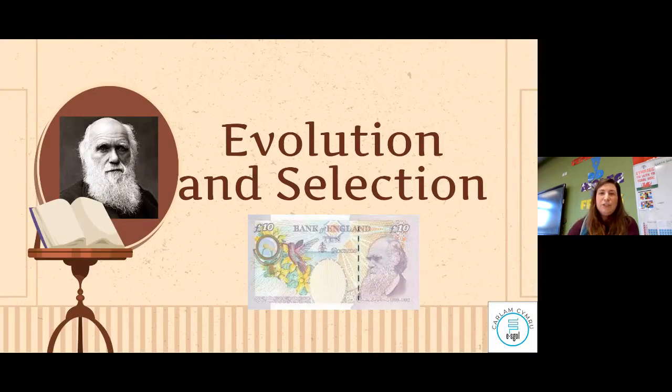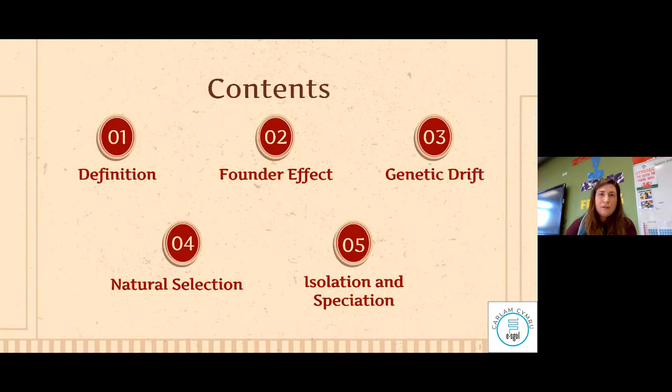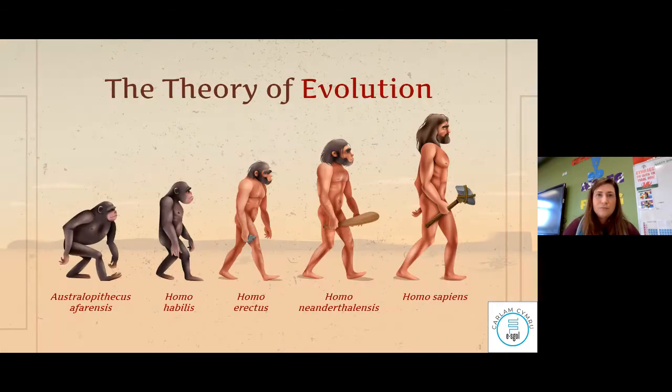I'm going to be looking at evolution and selection this afternoon. This is part of the Unit 4 section and paper. So we're going to be looking at what evolution is, the founder effect, genetic drift, natural selection, and isolation and speciation. The precursor to this part of the unit is variation, which I looked at 2 weeks ago. So if you want to go and look at that video, you can. But I'm going to go through this section this afternoon.